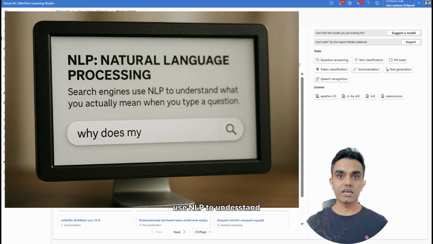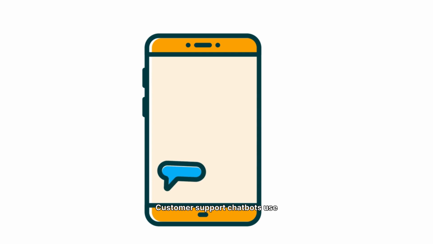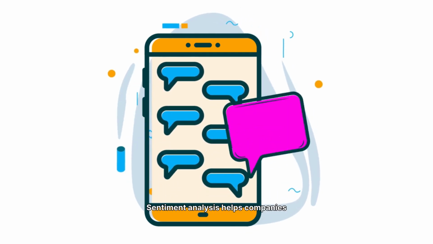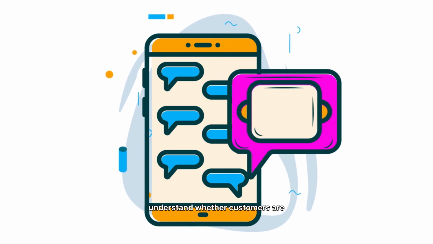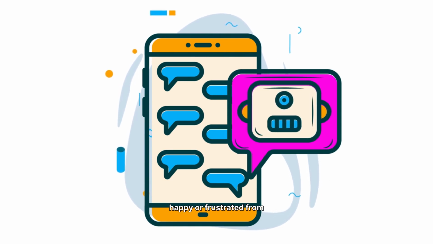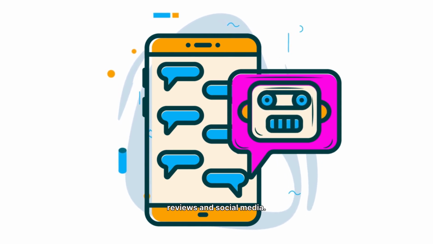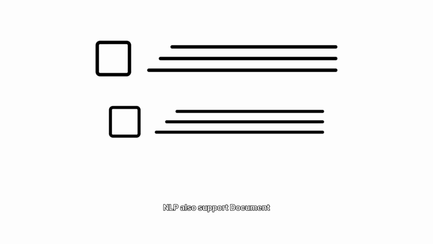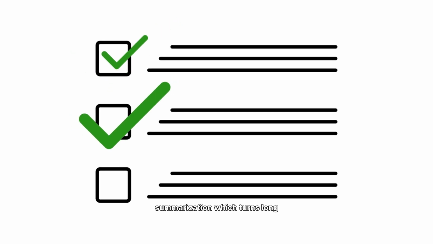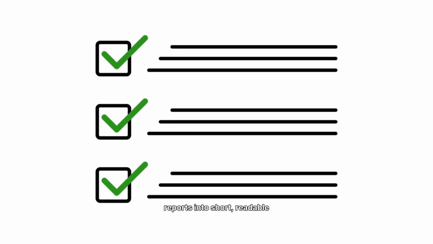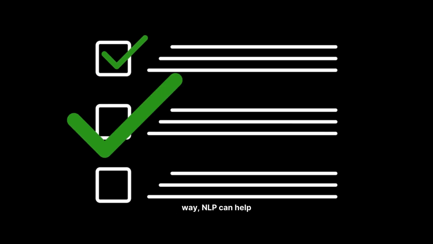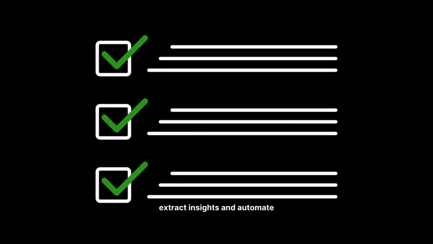Search engines use NLP to understand what you actually mean when you type a question. Customer support chatbots use NLP to understand your issue and suggest answers. Sentiment analysis helps companies understand whether customers are happy or frustrated from reviews and social media. NLP also supports document summarization, which turns long reports into short, readable summaries. So if you work with text in any way, NLP can help extract insights and automate tasks.